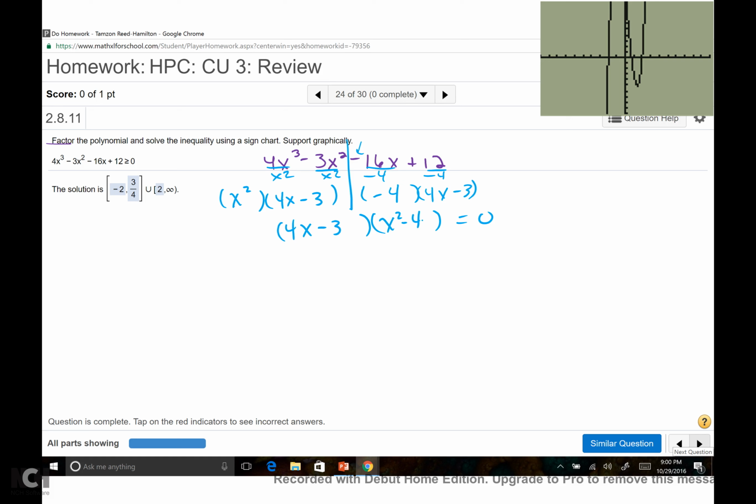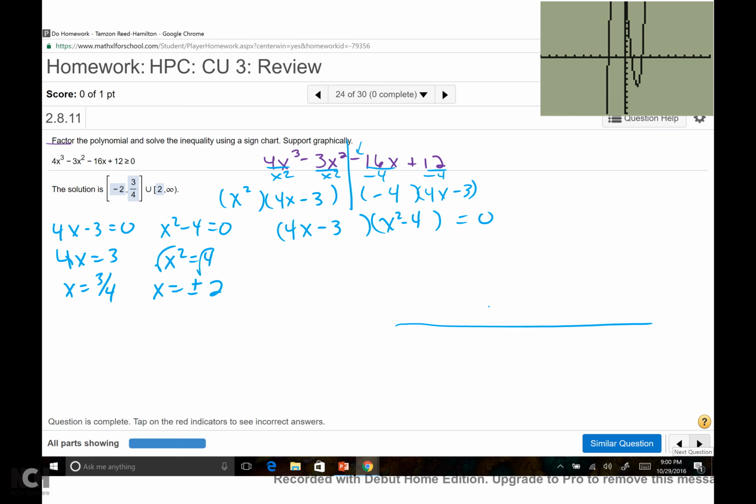So I factored it. Now to solve it, I have 4x minus 3 equals 0. Add 3. Divide by 4, I get x equals 3/4. x squared minus 4 equals 0. Add 4. Square root, x equals plus or minus 2. Yes? Alright, so on my number line, I have 3/4 and 2 and negative 2. And we need to do a sign chart.